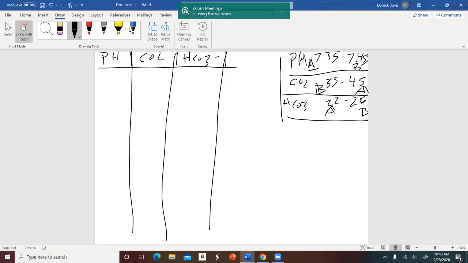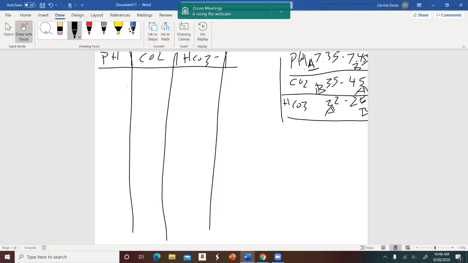So that's why it goes sort of the opposite direction. Remember, pH is a negative logarithmic scale. In other words, the lower the number, the more acidic the pH is. So bicarb here, normal is 22 to 26 milliequivalents per liter. So anything less than 22.